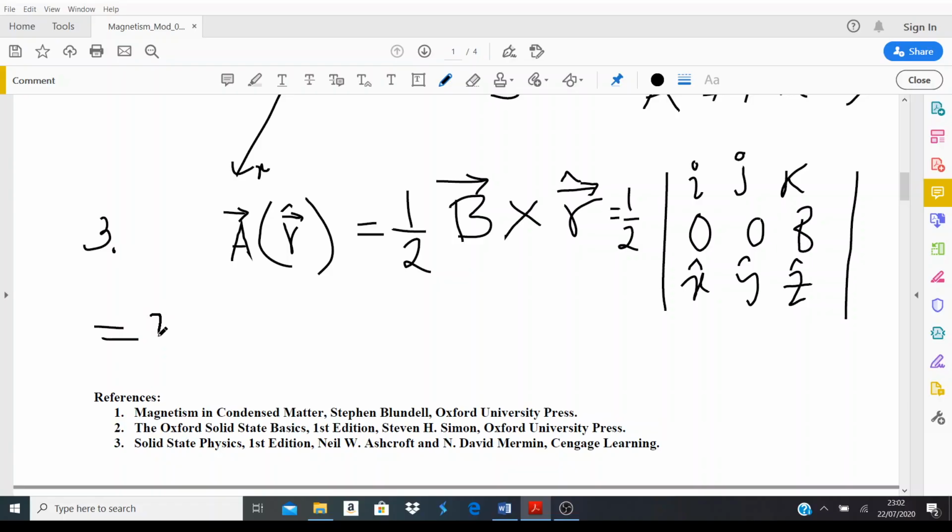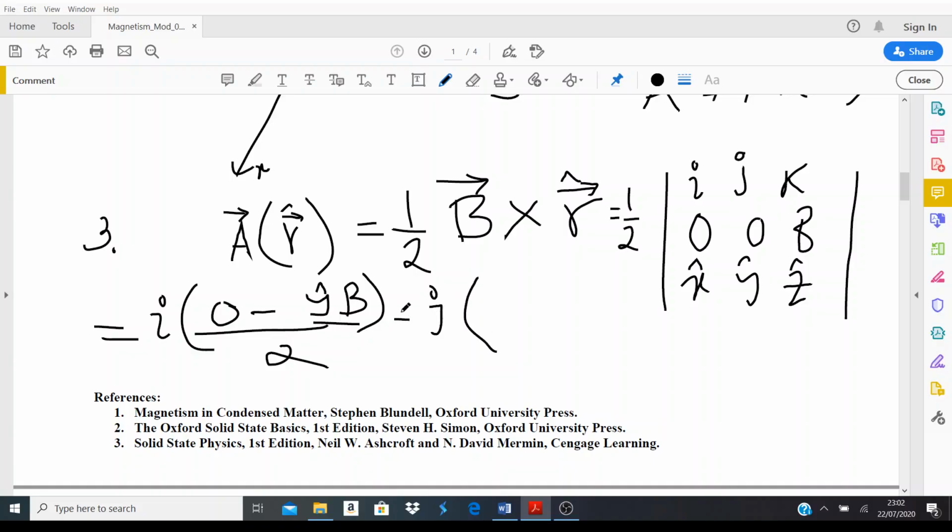Now, how do you calculate this quantity? Let me write it explicitly. The ith component should be this times this minus this, right? 0 times z is 0, minus B times y. So let me write it this way: y hat times B. And we have an overall factor of half. So let me put it somewhere here. That's the ith component. Then the jth component, minus is the convention, you know. For the jth component, we need to do 0 times z minus x times B. So we have minus x operator times the magnetic field B.